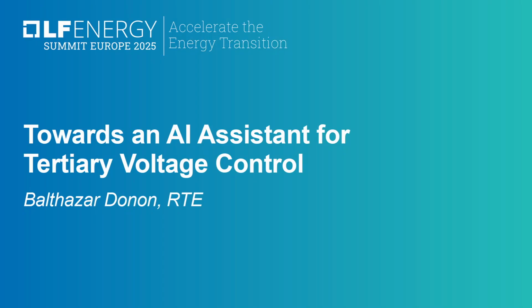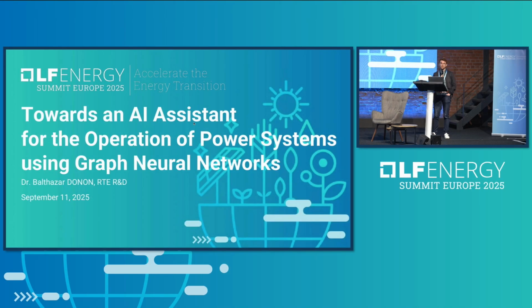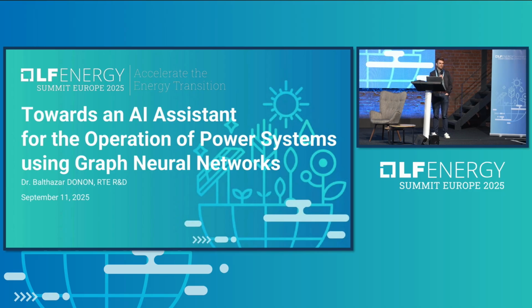So my name is Balthazar Donon. I am a researcher at RTE from the Research and Development Department. And I will be presenting our work on trying to develop an AI assistant for the operation of power grids. And all of this work is based on graph neural networks.